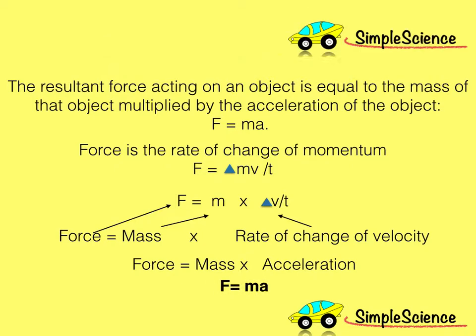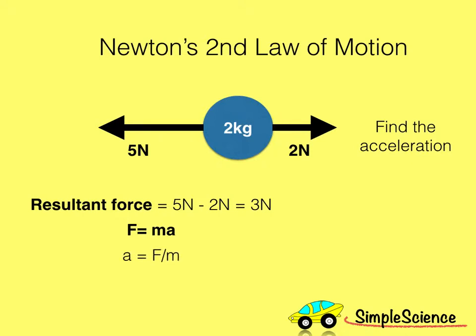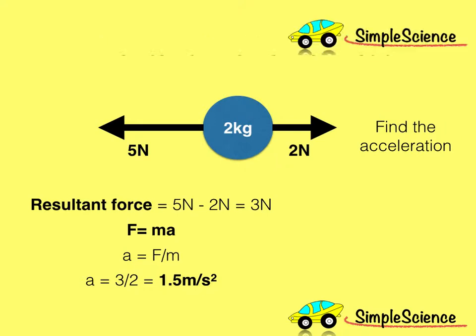Now look at the following example. You're asked to find the acceleration. So the first thing you need to do is to find the resultant force, which is basically F. So that's 5 minus 2, which gives you 3 newtons. And you can rearrange this equation to give you a equals F over m. When you plug in all the values, you get 3 over 2, which gives you 1.5 meters per second squared. It should be to the left, but I didn't mention that. I forgot to, I'm sorry. Okay, very simple. F equals ma is basically Newton's second law of motion.